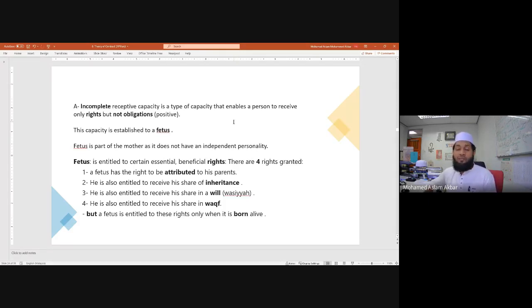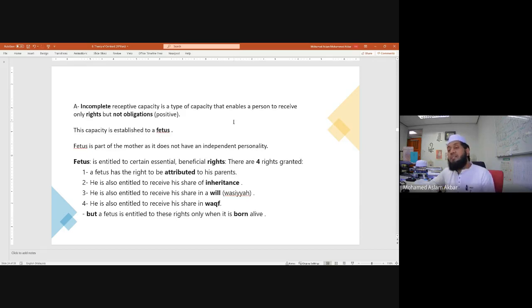We don't know whether it's a boy or girl. We don't know what color it is, what the weight is. We don't know anything about it, but we know there is a life. There is a life in the womb of the mother. In this case, this fetus is entitled to certain essential beneficial rights. There are 4 rights granted. This is a legal matter. There are 4 rights that can be granted to the baby inside the womb of the mother.